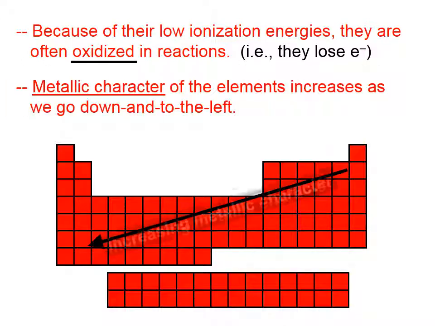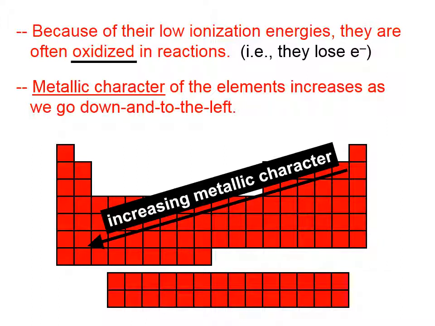The metallic character of the elements increases as we go down and to the left on the periodic table. Up here we have lithium, element number 3, and down here we have cesium. Both are metals, but cesium is more metallic because it's lower down. If we go to the other side of the table, fluorine is up here, and iodine is right down here in the lower right. While both are non-metallic, iodine is slightly more metallic. Metallic character increases as we go down and to the left. Another way of saying that is non-metallic character would increase going up and to the right.